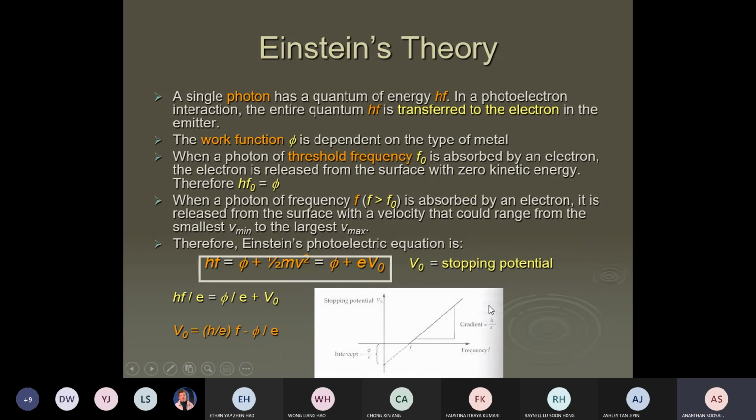But Millikan still was not happy. So he got a straight line, and according to this graph, the gradient is found to be h over e. So Millikan said, okay, still more tests to be done.